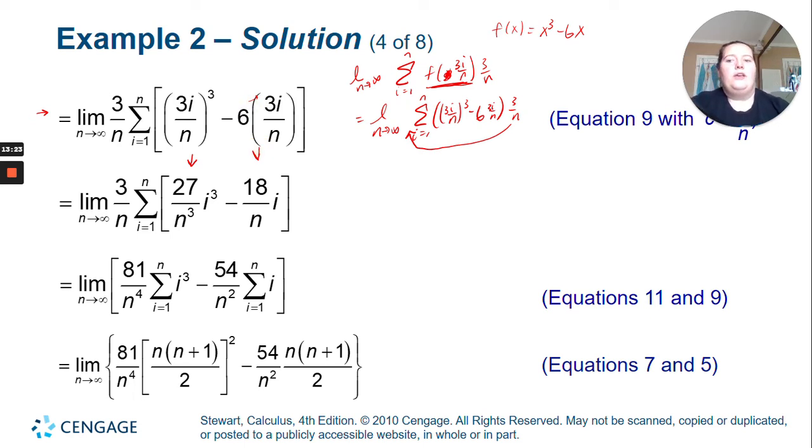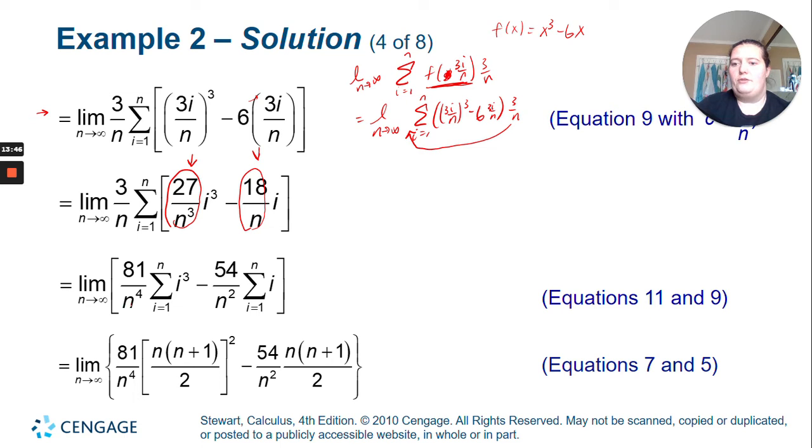Now, like I said, you're allowed to pull out anything that doesn't have an i in it. So like on this second one, I can pull out 18 over n. We're allowed to pull that out. On this first one, I can pull out 27 over n cubed. So anything that doesn't have an i and is being multiplied, pull that out. So that's what we did.